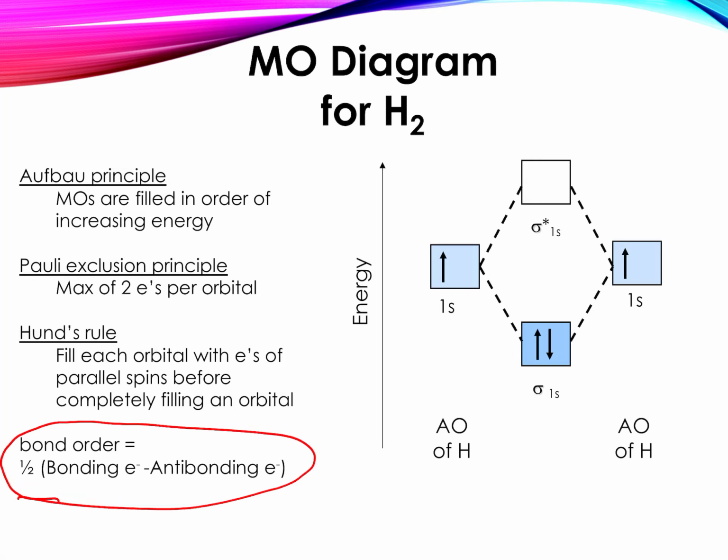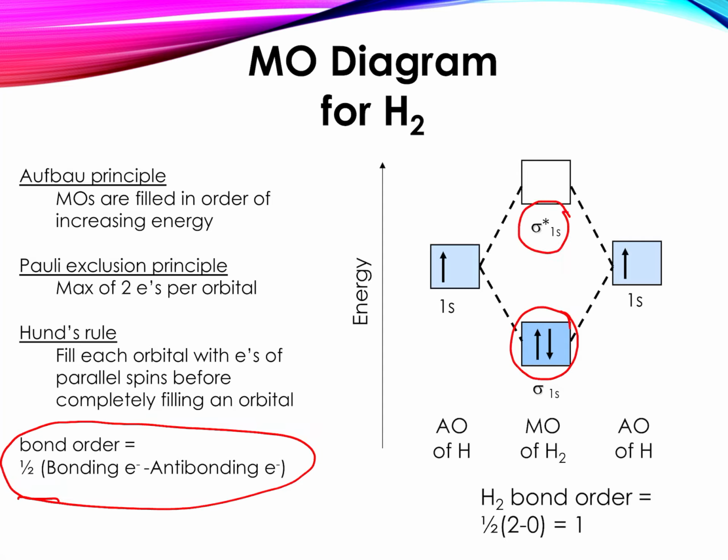So when we calculate bond order, the way that we do that is bonding minus anti-bonding. So 2. These are our bonding electrons, right, because they are in the sigma, so that's 2, and our anti-bonding is 0. There's nothing up here. So we go 2 minus 0 multiplied by 1/2 gets us 1. And so a bond order of 1 tells us that H2 is making a single bond, which should make sense, right?